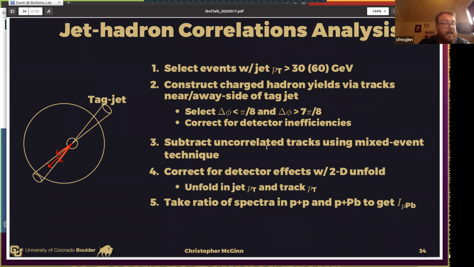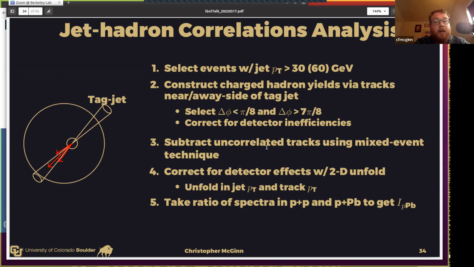So this is the analysis overview. You have jet tagged events. The jet tag can be 30 GeV or 60 GeV. And we're going to construct charged hadron yields via tracks on the near or the away side of the tag jet. We're going to look at both sides this time, not just the away side. We're going to look at delta phi of π/8, so near the tag jet, or opposite side, 7π/8.